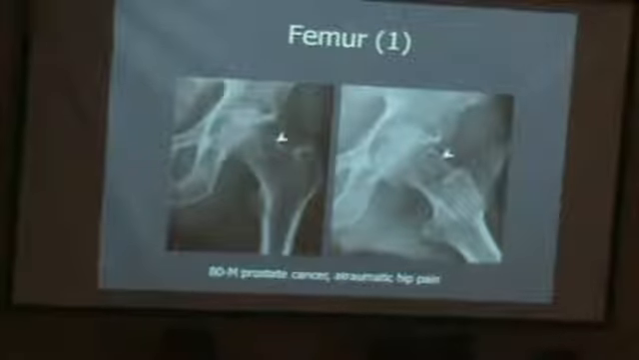The patient has a cancer, prostate cancer, and he has atraumatic pain. So can anybody here see something happening to the neck besides the herniation? It looks normal. No.